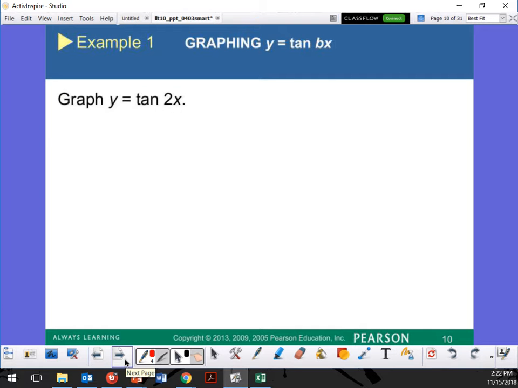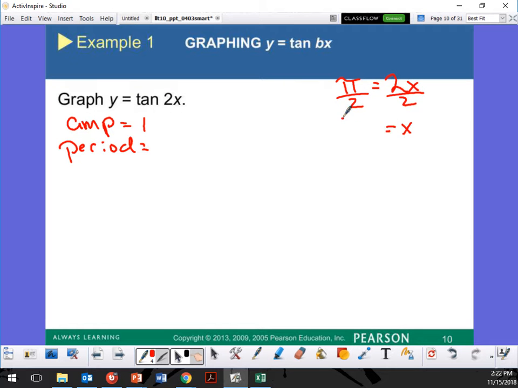So, let's do that. What's my step 1? What's the amplitude? Period. So what does it start with? Pi equals 2x. So it's going to be pi over 2. Period's pi over 2. So the b value is going to be the number in front of my x. What's the b value? 2.